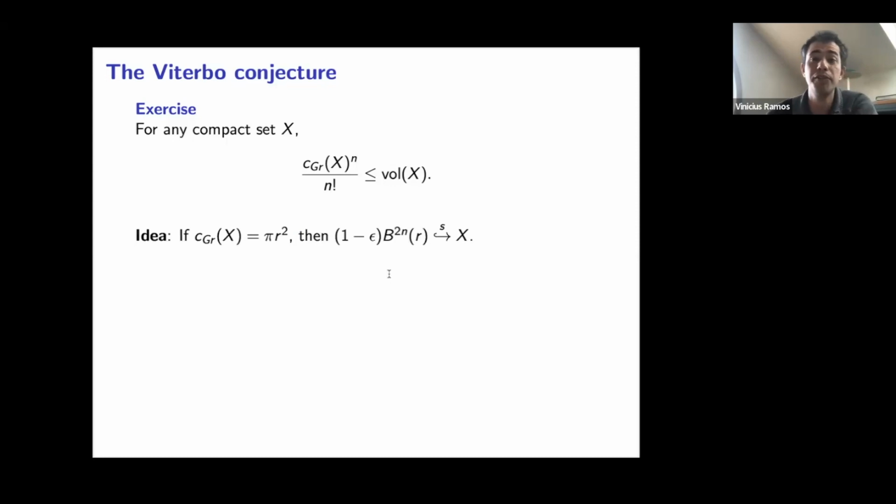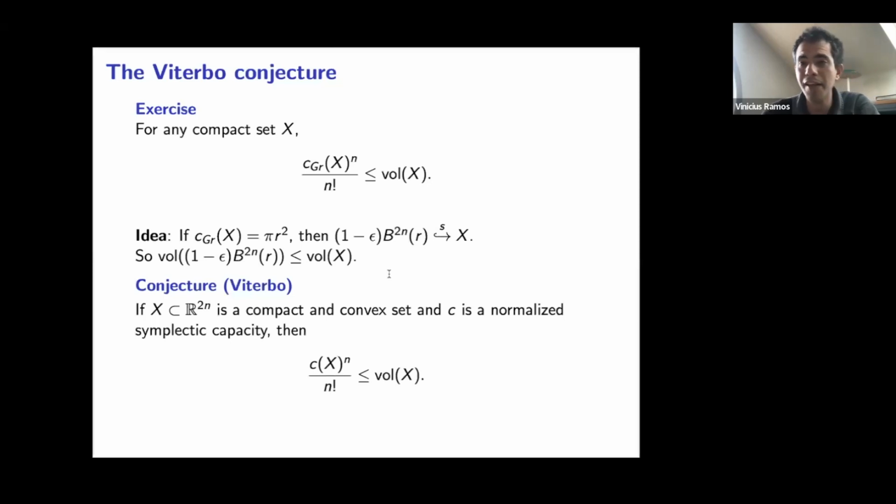It basically just uses the fact that if you have a symplectic embedding, then it preserves the volume form, so it preserves the total volume. And all you need to know is what the volume of the ball is. So that's just the Gromov width of the ball to the nth over n factorial. So that's why we have this. Yeah, so here it is.